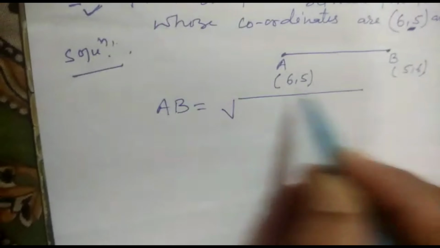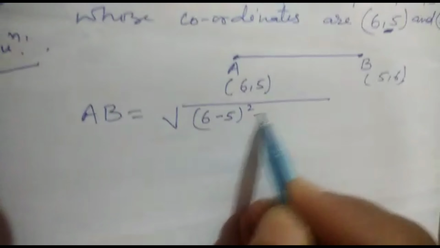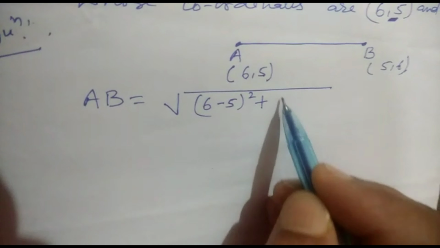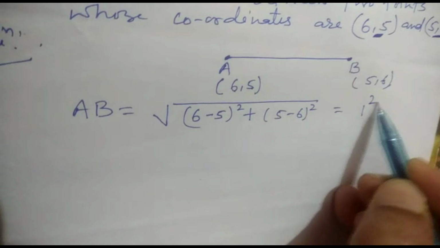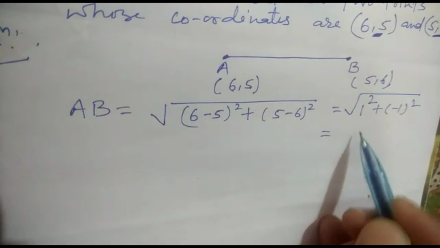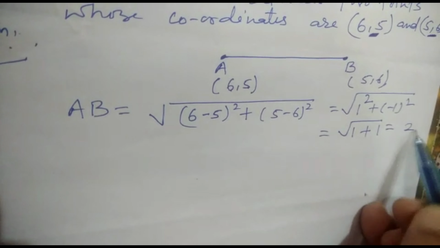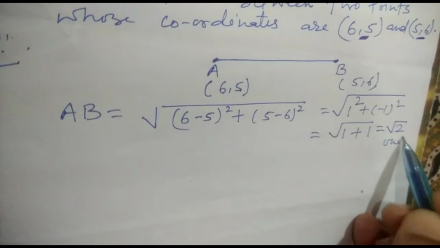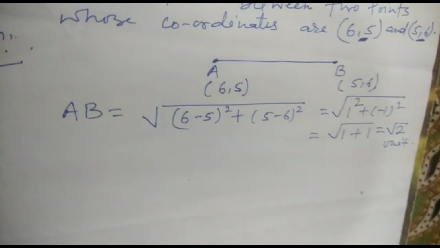So AB will be the square root of (x1 minus x2) whole square plus (y1 minus y2) whole square, that is (6 minus 5) whole square plus (5 minus 6) whole square. This will be 1 square plus (minus 1) square. 1 square is 1 and (minus 1) square is also 1. 1 plus 1 is 2. So this is root 2 unit. Thus the distance between A and B is root 2 unit.